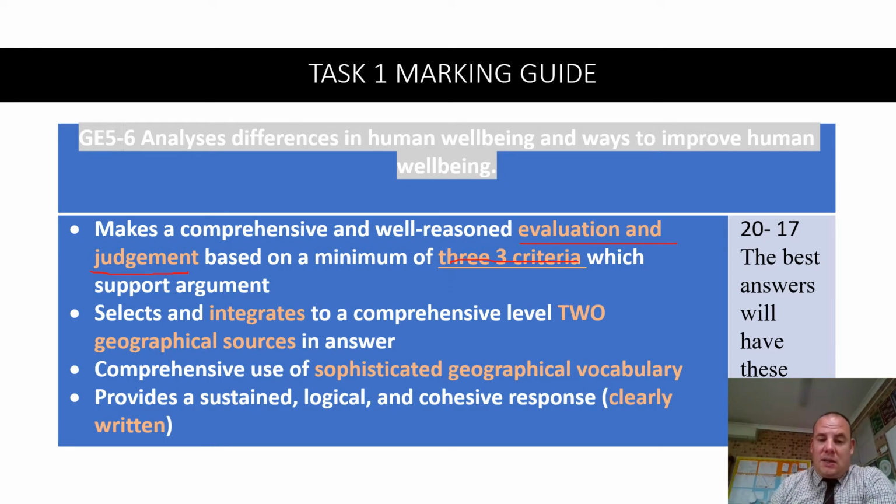What you're going to have to do to get into that top band is select and integrate, which means, to work into your answer, two geographical sources. All right, two geographical sources. You've got to have that to get in the top band. And what we're looking for is sophisticated geographical vocabulary. So in your answer, you've got to use sophisticated words. So what that would mean, instead of lots, you'd say significant. Instead of good, important, significant, that type of idea.